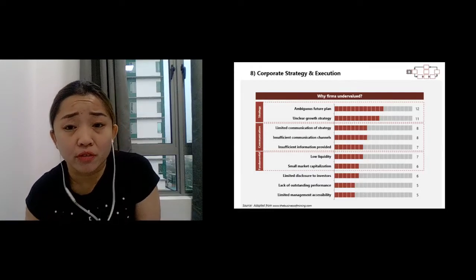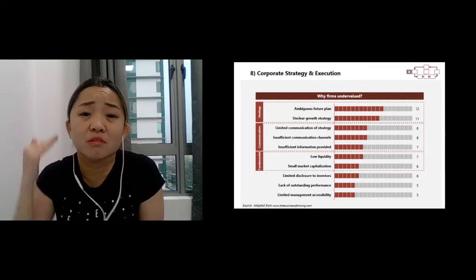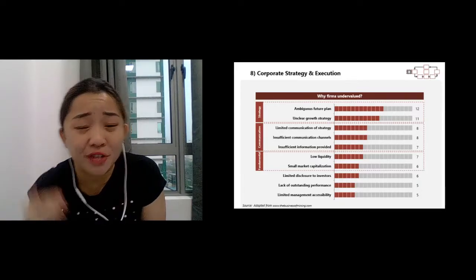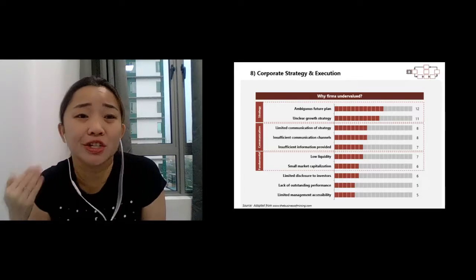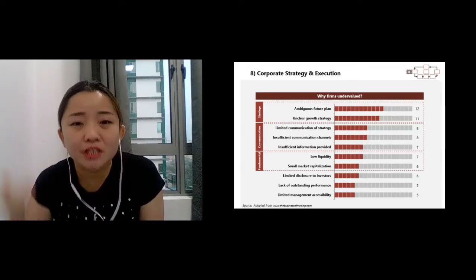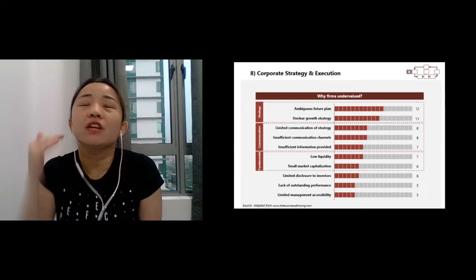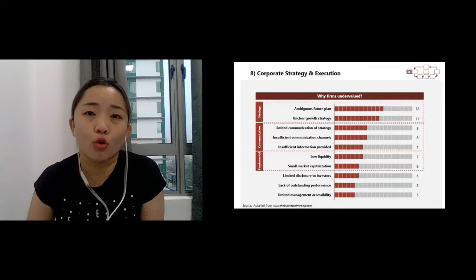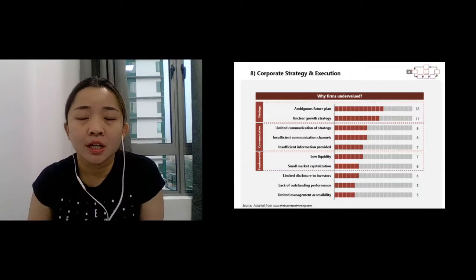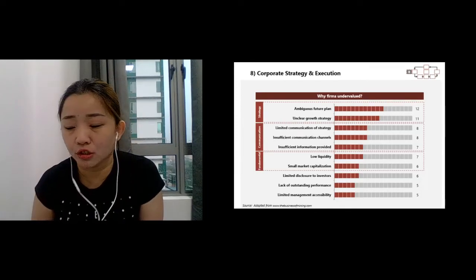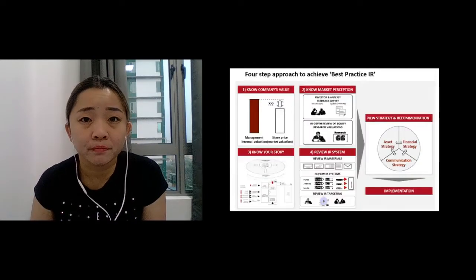insufficient information provided. You will notice that strategy and communication is probably the top leading cause why firms are undervalued, compared to the fact that you actually have little money or that you're a small company. It's not that. At the end of the day, even if you're a small company, what people want to look at is your strategy and your communication. Are you able to do that? That's why we as PR practitioners, that's why we as investor relations officers, we are that important.